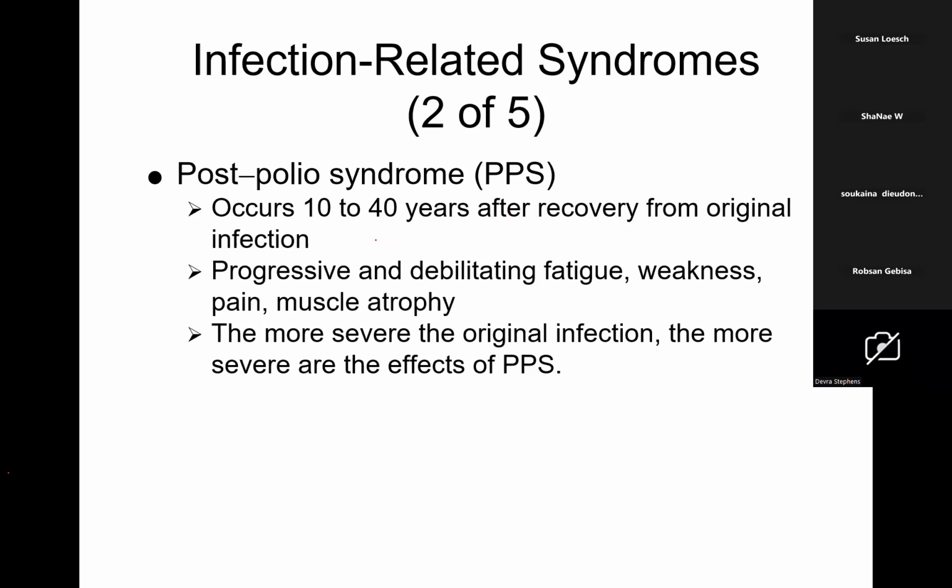Post-polio syndrome can happen anywhere between 10 and 40 years after someone had polio. It's going to cause progressive, debilitating fatigue, weakness, pain, and atrophy of the muscles. The more severe the first infection was, the more severe the post-infection would be.